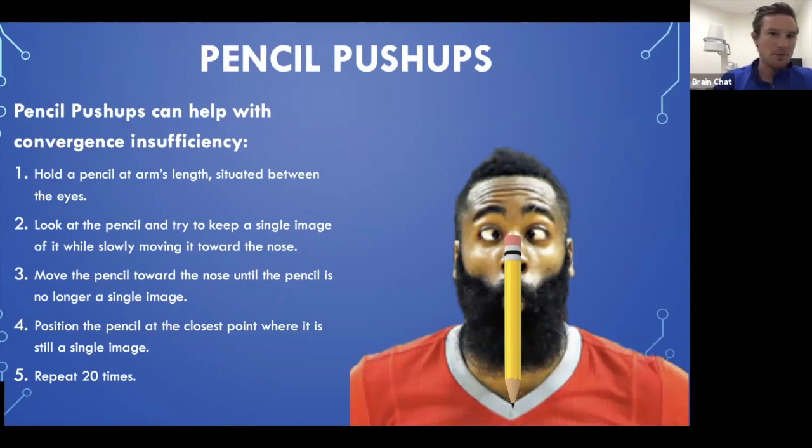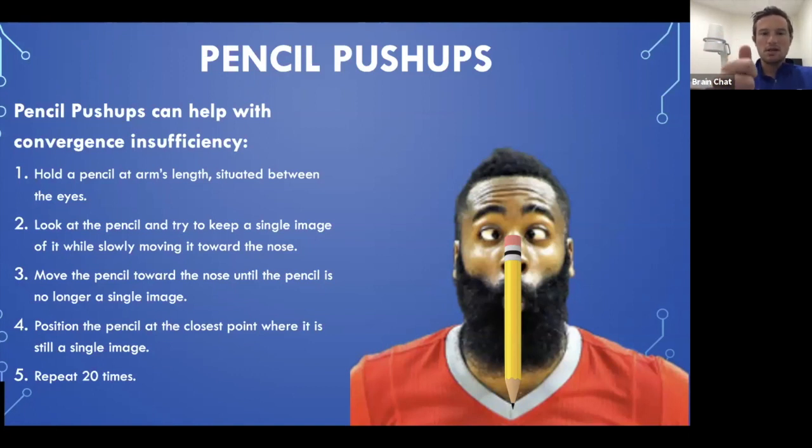If you don't have a pencil, use a pen, use your thumb. An easy thing to remember is pencil push-ups. Anyways, you hold it at arm's length, you look at the pencil and you try to keep a single image on it, and then you slowly move it closer to you. And what you'll see is a divergence in your vision. You'll see double vision once it gets too close to you, and then you pull it back out and you are able to centralize your vision back on that.